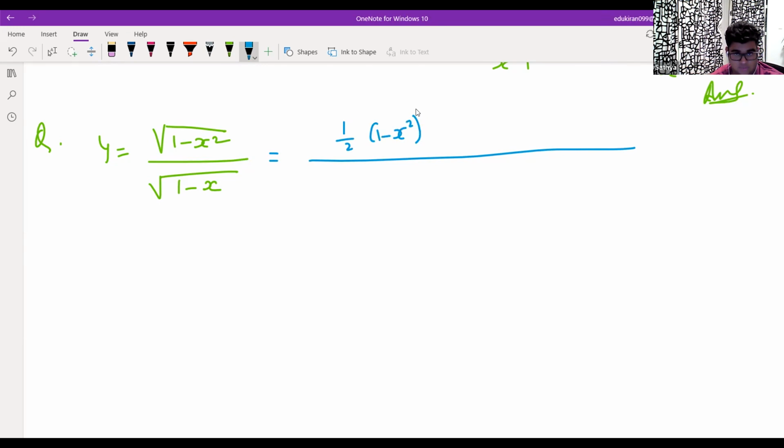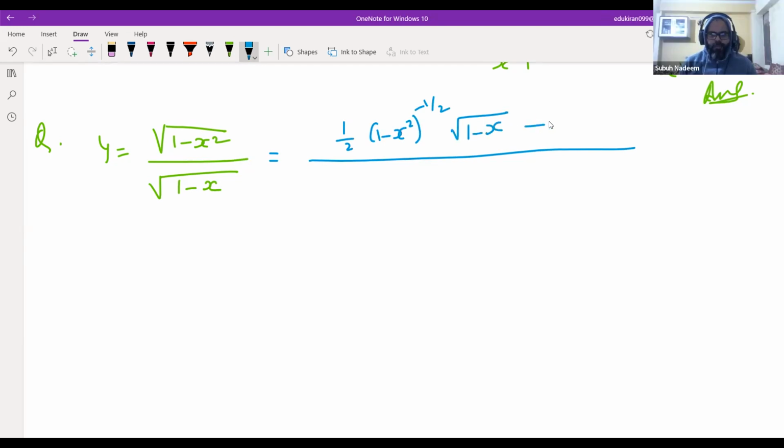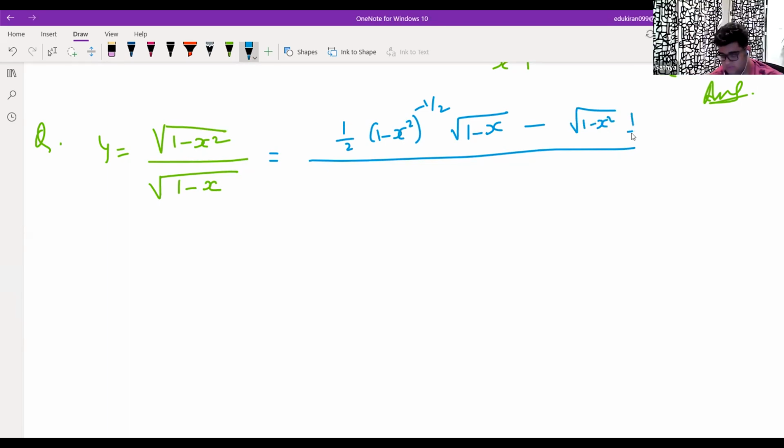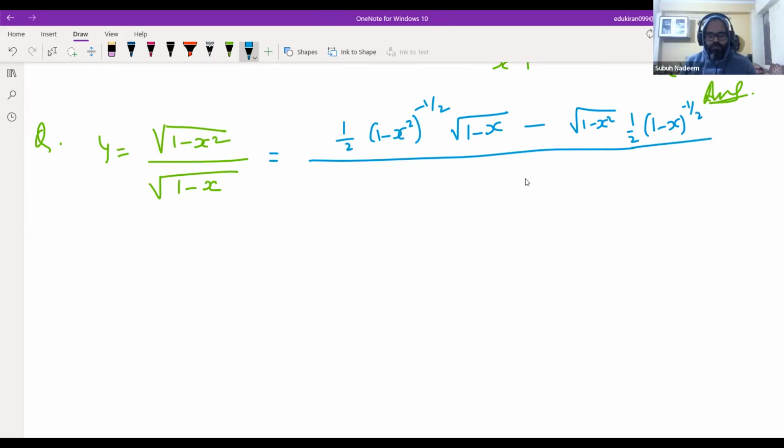raised to minus 1 by 2, into root 1 minus x, minus root 1 minus x square into half 1 minus x raised to 1 minus 1 by 2, by 1 root 1 minus x square. So can you write it as 1 minus x simply?